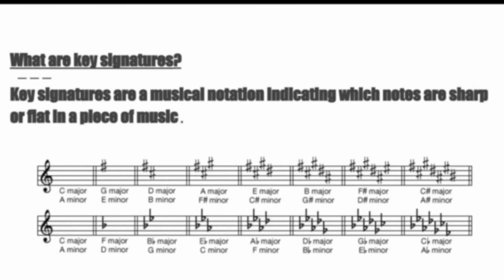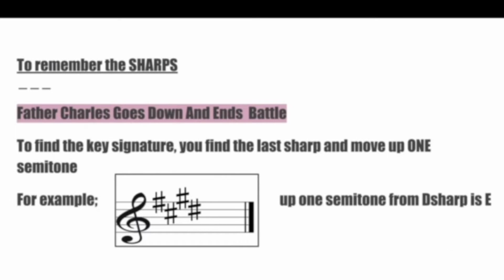This short presentation is going to talk about how to work out key signatures and how to find their relative major and minor keys. Key signatures are simply a musical notation indicating which notes are sharp or flat in a piece of music. To remember the sharps, all we need to do is remember this short acronym. Father Charles goes down and ends battle.